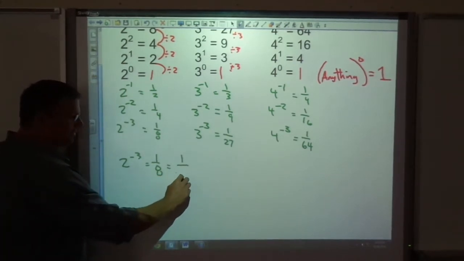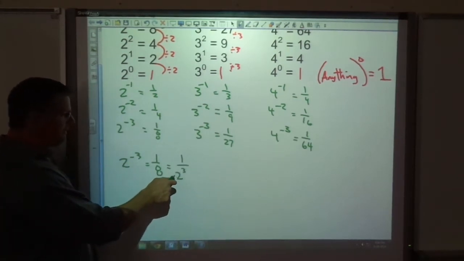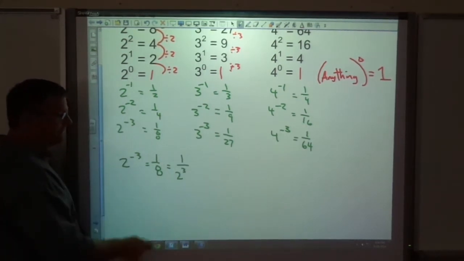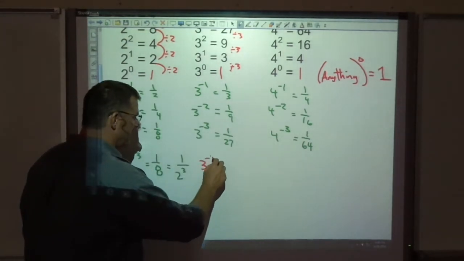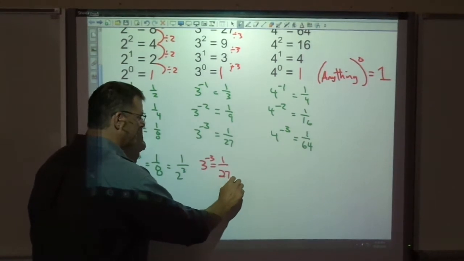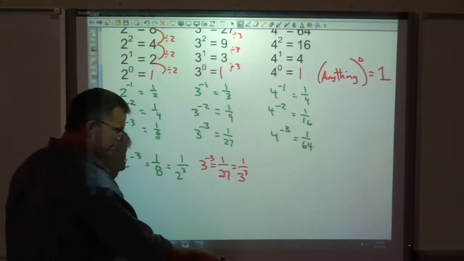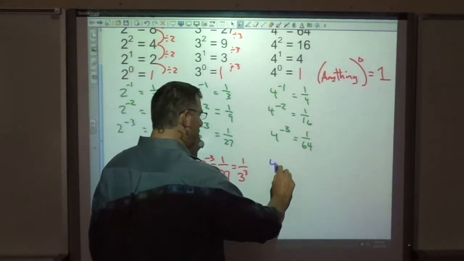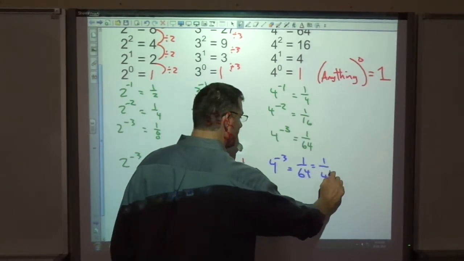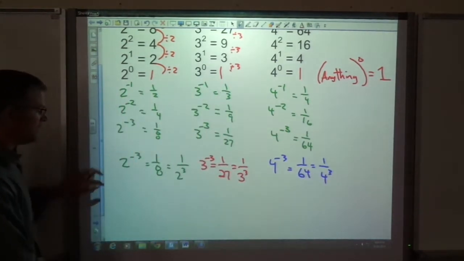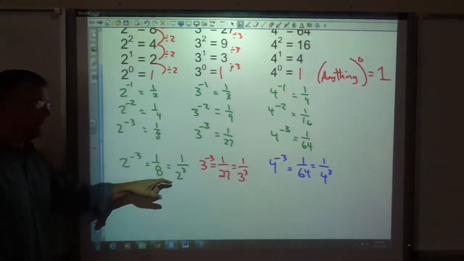Isn't 8 the same as 2 to the 3rd? So 1 over 2 to the 3rd equals 2 to the negative 3 power. If I look at this one, 3 to the negative 3 is 1 over 27, which is 1 over 3 to the 3rd. 4 to the negative 3 equals 1 over 64, which is 4 to the 3rd. So if you see the connection here, the negative exponent means the positive exponent in the denominator.